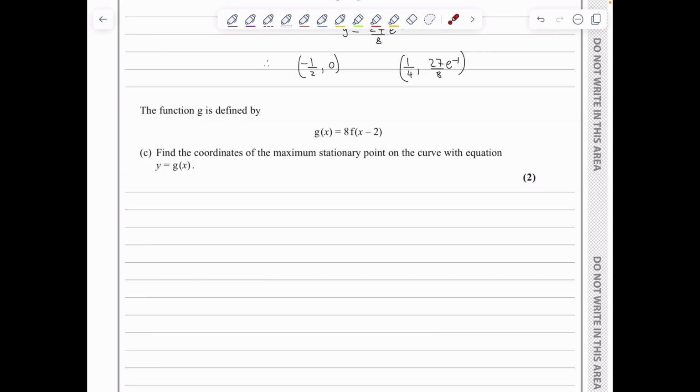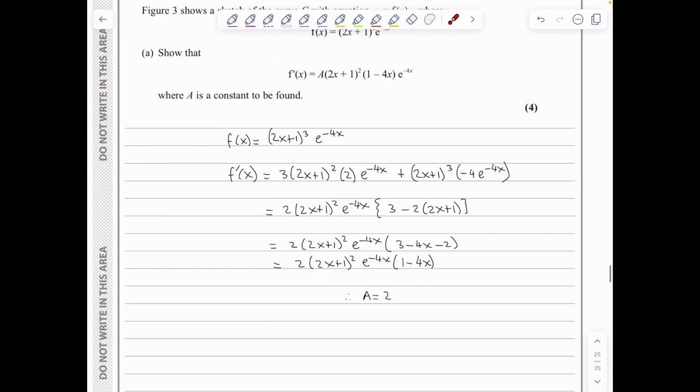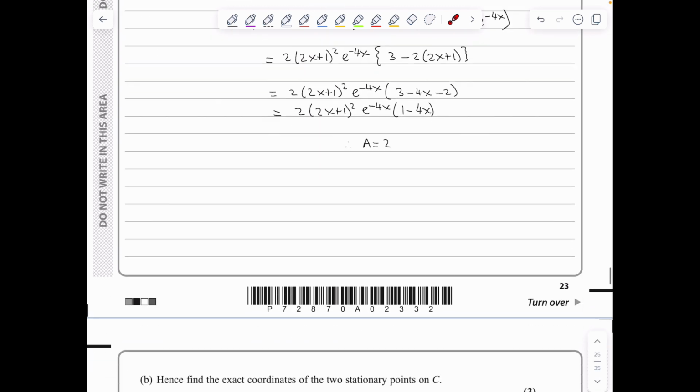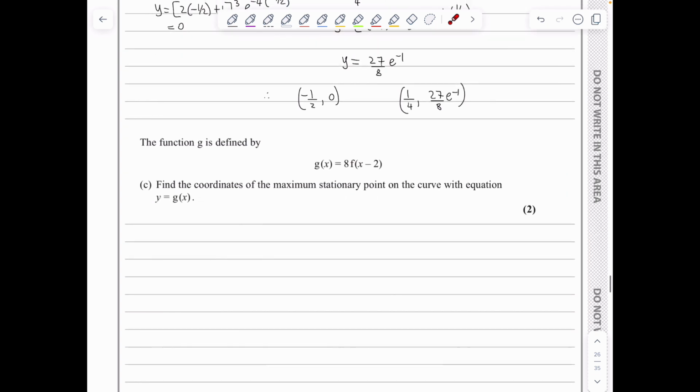In part C, we're told that g of x is 8 times f of x minus 2, and we need to find the coordinates of the maximum stationary point on the curve with equation y is g of x. Well, if I first briefly go back to the graph of f of x given here, we can see that the maximum point is here. It's the point which has a positive x coordinate, and therefore, according to the results of part B, it's the point with coordinates a quarter, 27 over 8 e to the minus 1.